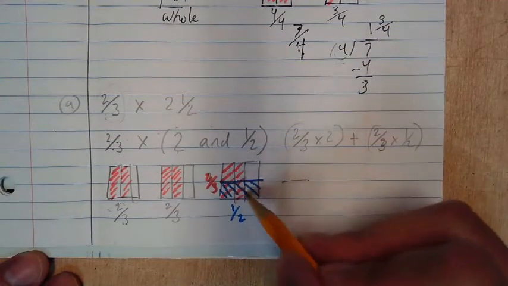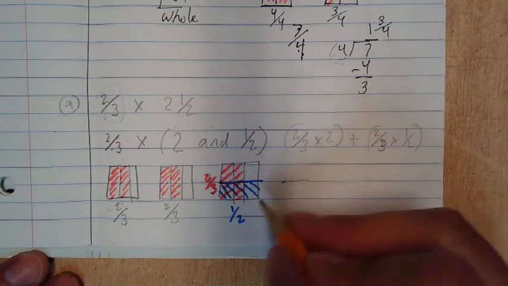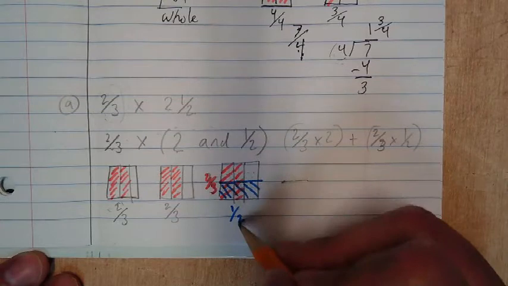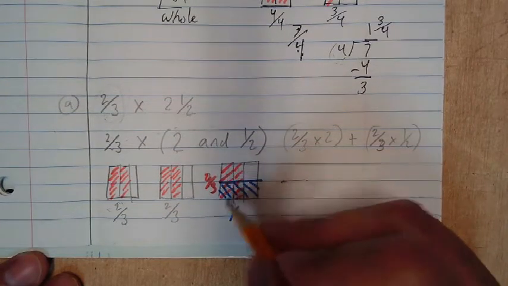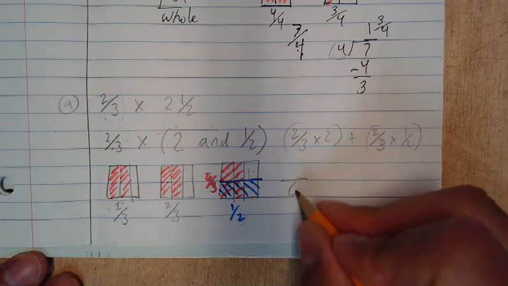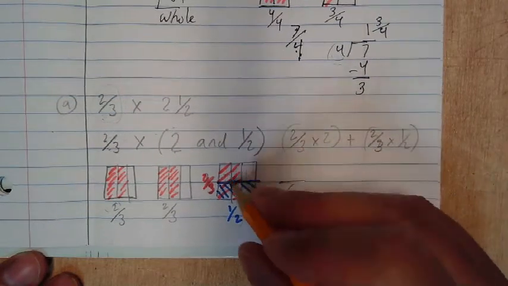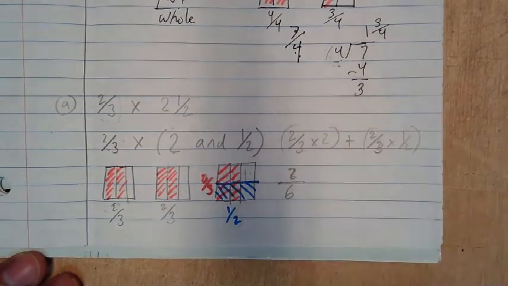Where they cross is what we really have. So let's consider this. The 3 pieces we started out with, now I'm saying each piece I want to be 2. 2, 4, 6. So the whole now is 6. But how many pieces do I actually have? 1, 2. 2 sixths.